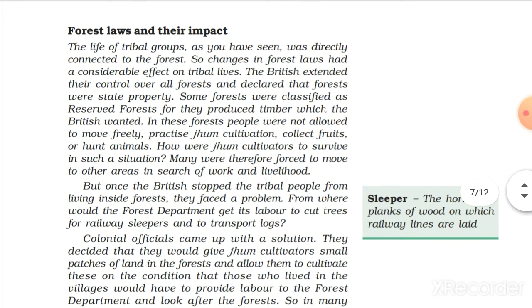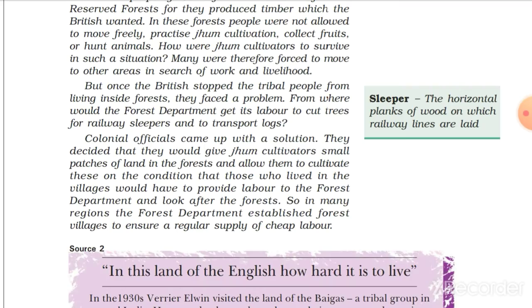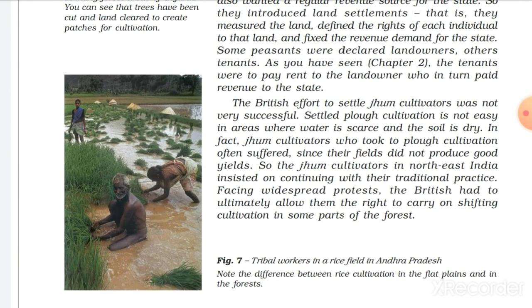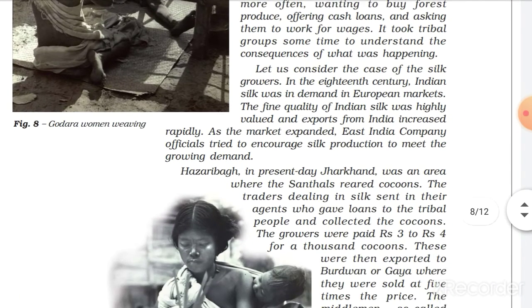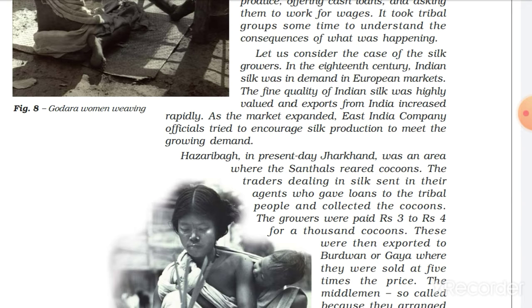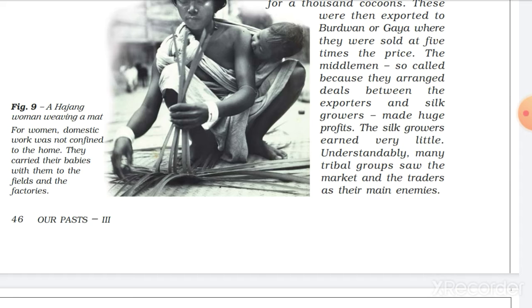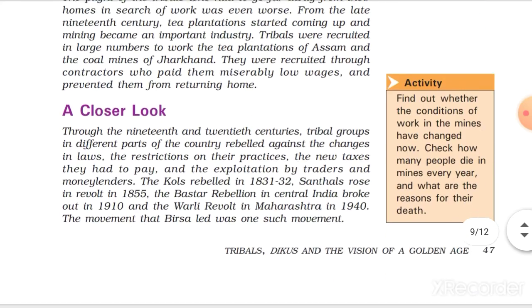In this we got to know what the forest laws made by them were, and the solution they came up with. In the last paragraph we got to know what things were happening, and that is why the people also didn't like that and rebelled against it. Then here comes the problem with trade. An example of Jharkhand, Hazaribagh, has been shown, and this paragraph concludes that traders, understandably, many tribal groups saw the market and the traders as their main enemies. Okay, the search for work I have already explained in the last video.